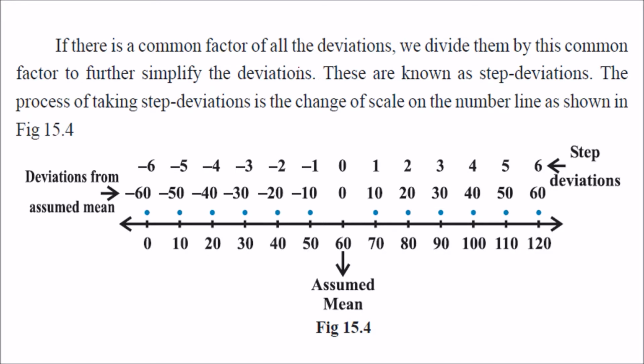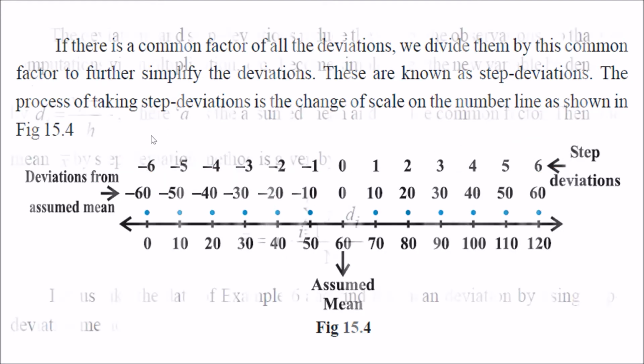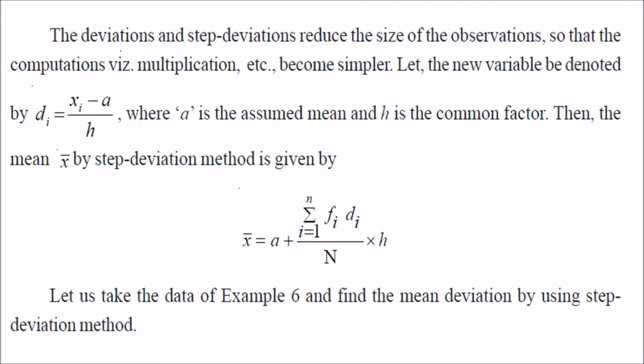If there is some common factor of all deviations, we can also divide by a common factor, like this. These are the members, so just divide it by 10. See, minus 10 divided by 10 is minus 1, minus 20 divided by 10 is minus 2, like this. You can divide. So now you have to deal with these numbers, and these numbers are quite easy to handle. So the deviations and step deviations will reduce the size of the observations, and we'll see that the multiplication will be less.